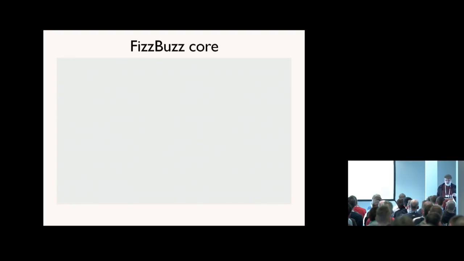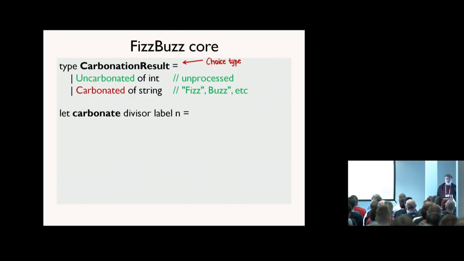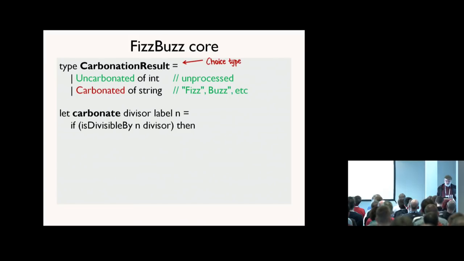So let's look at the code. So we're going to define a type which represents the choice. It's a choice between carbonated and uncarbonated. If it's uncarbonated, there's an integer associated with that choice. If it's carbonated, there's a string associated with that choice. Okay, so this is our type. And it's a choice type. And then to actually carbonate something, we pass in the number to divide by, the label, and then the number. So if it's divisible by the divisor, then it's carbonated, and we use that label like fizz. And if it's not divisible, we would say it's uncarbonated. Okay, so that's the code. See, it's pretty straightforward code. The concepts are harder than the actual code itself.